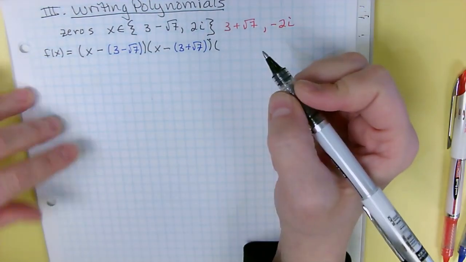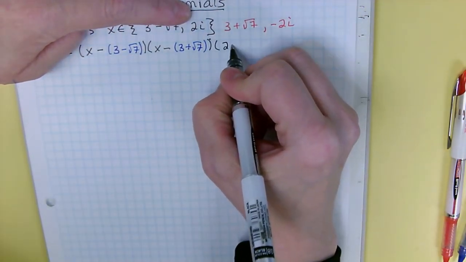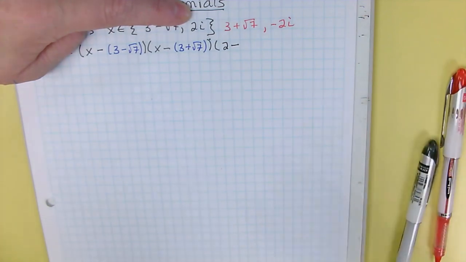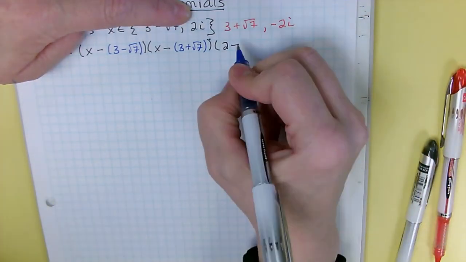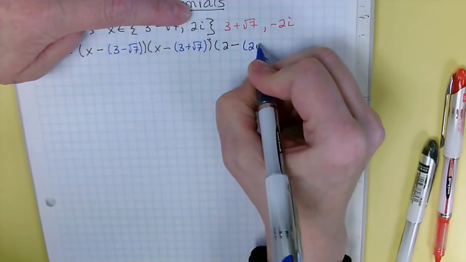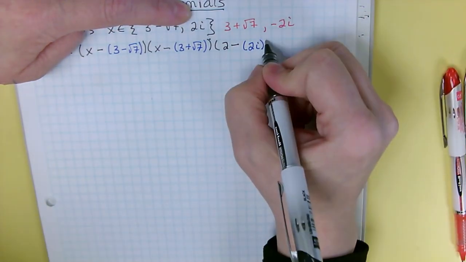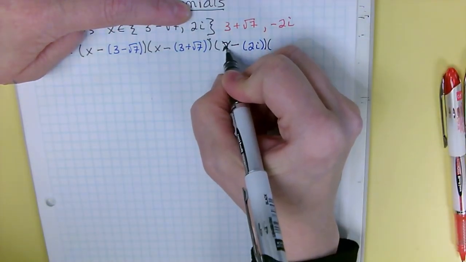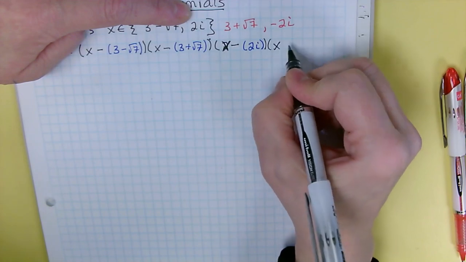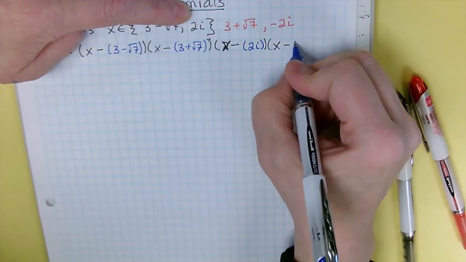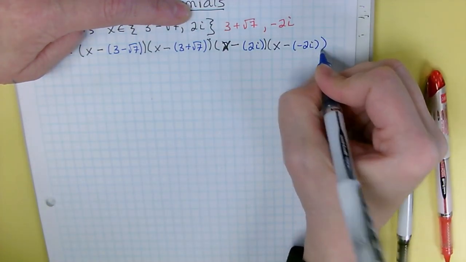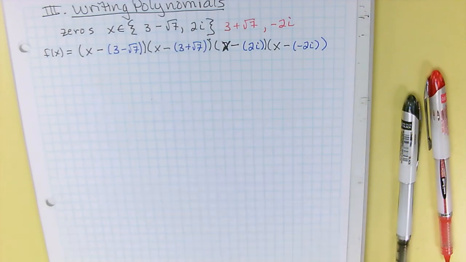Okay, and then now the 2i. In this one, because it's a positive 2i, you don't have to use parentheses, but I've been told that's confusing. So we're just going to put the 2i in parentheses. That should be an x, sorry, not a 2. And then x minus negative 2i. Okay, so all we did was put x minus and then whatever the 0 is in parentheses.